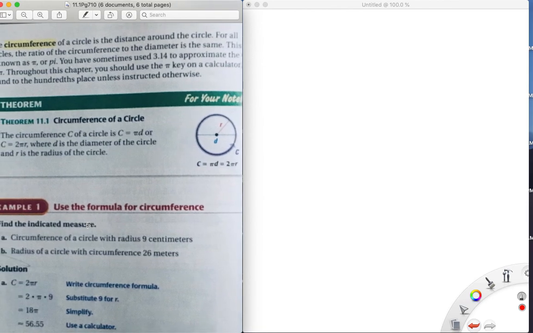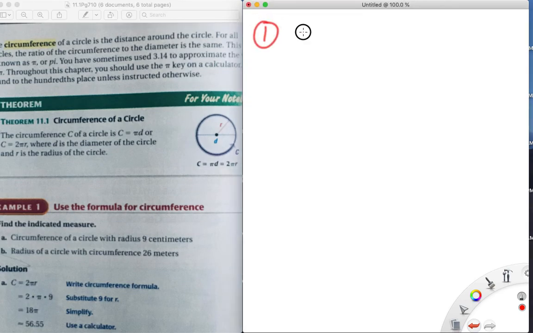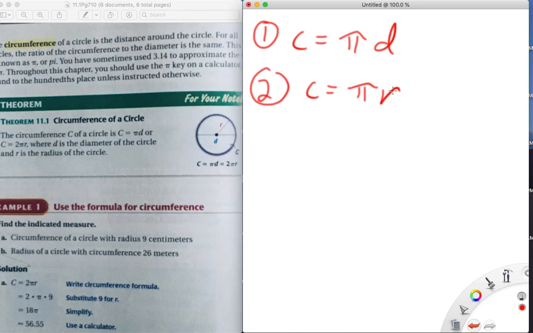So the first thing they give you is the circumference of a circle. We know that the circumference of a circle is the distance around a circle. There's two equations associated with circumference. The first one is that circumference is equal to pi times the diameter, and the second one is that circumference is equal to 2 times pi times the radius.